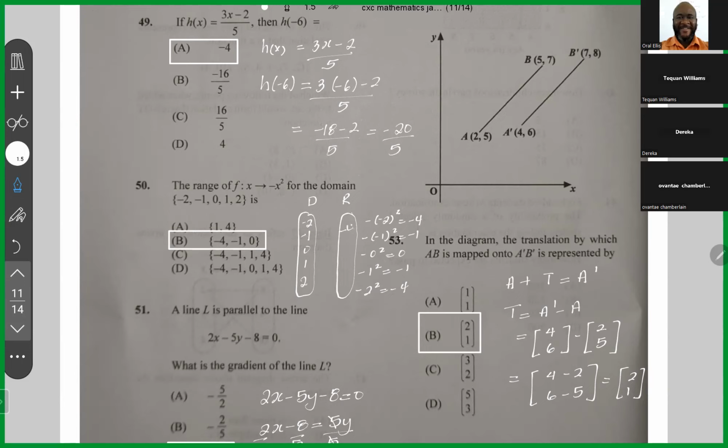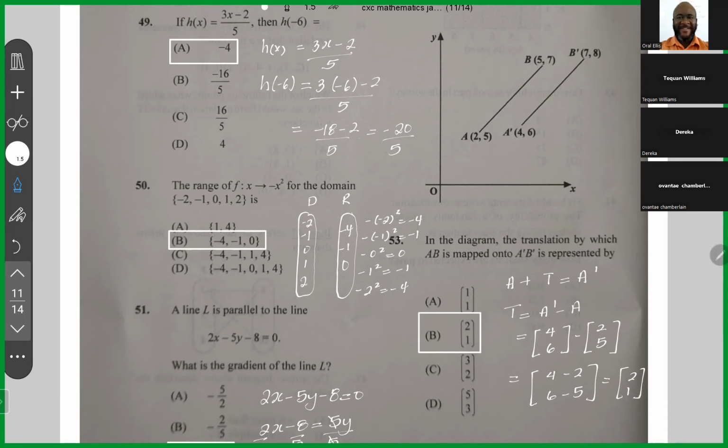So the only numbers I see in the range are what? Minus 4. You see minus 4 in the range? And what? Minus 1 and what? 0. Minus 1 and minus 4 are repeated. If they're repeated, you don't need to put them again.